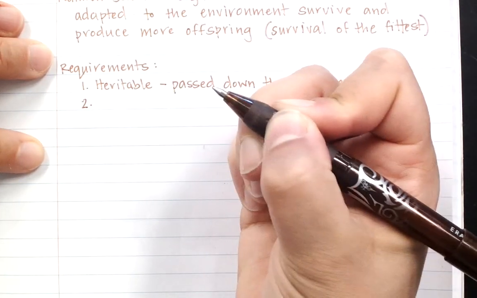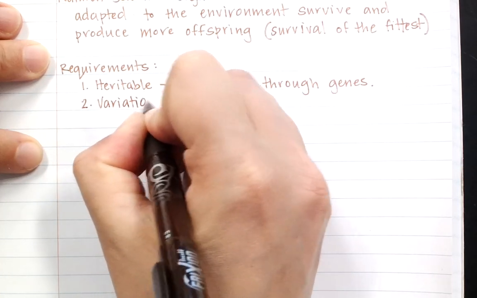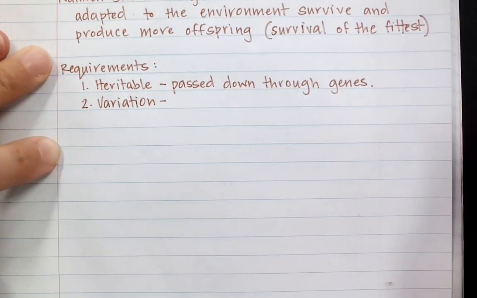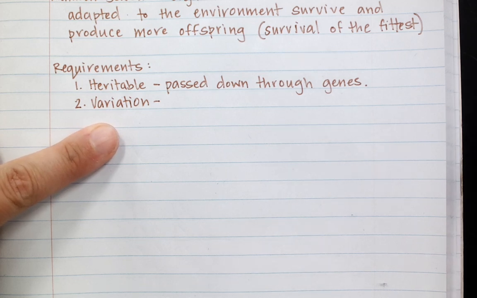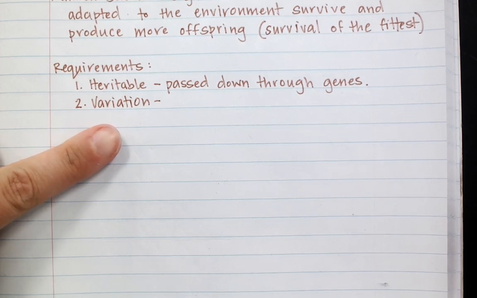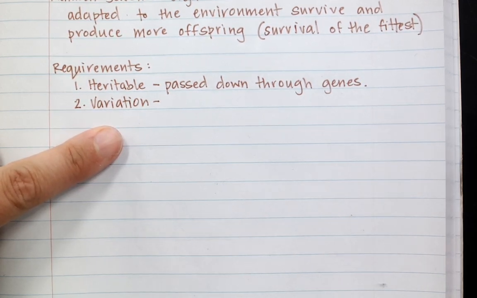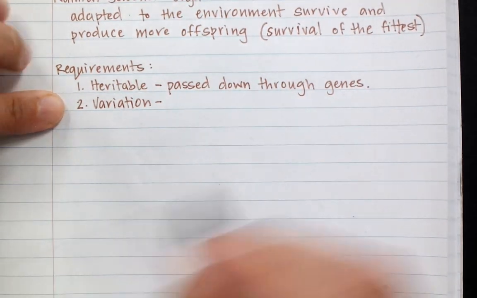Number 2, we have to have some variation. So this is important because if the entire population is exactly the same, then we're not going to be able to have some organisms that are better adapted to their environment. There has to be some difference in the population in order for there to be some that survive better and some that survive worse. Otherwise, it's just a completely random process that would just be picking off random individuals. So this variation is going to be really important.